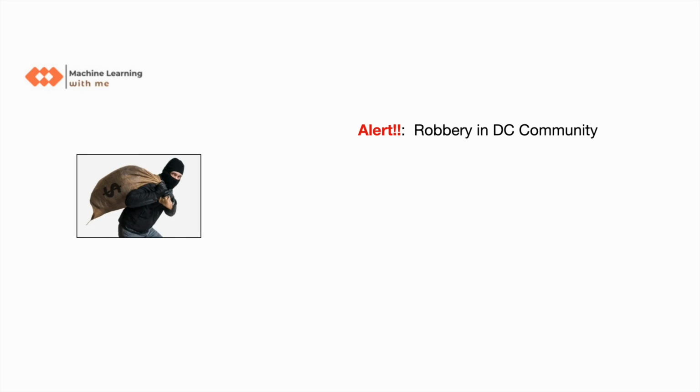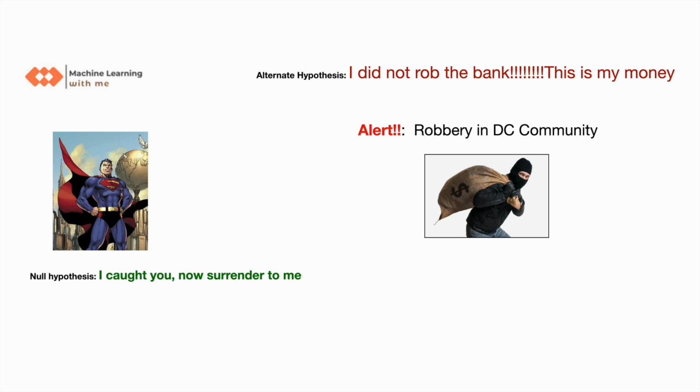So once upon a time there is a DC community, and a robber robs a lot of cash from the DC community. While he's trying to escape, Superman comes out of nowhere and says, "Hey, I caught you. Now you need to surrender to me." Now let's consider Superman's statement as the null hypothesis, okay? And now the robber says, "I did not rob the bank. This is my money." And let's consider his statement as the alternative hypothesis.